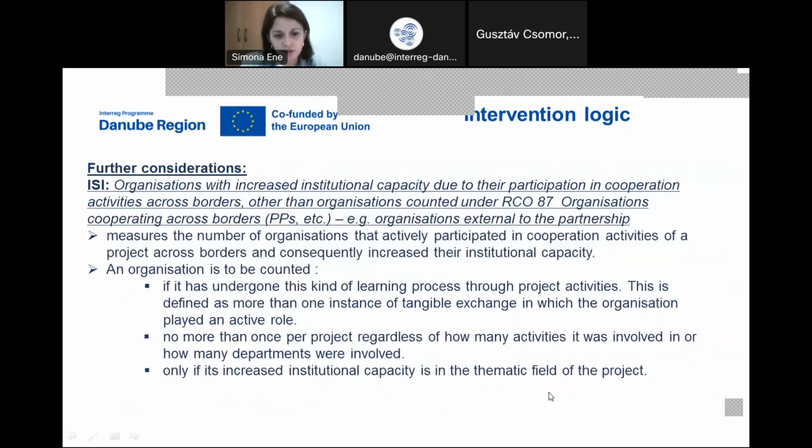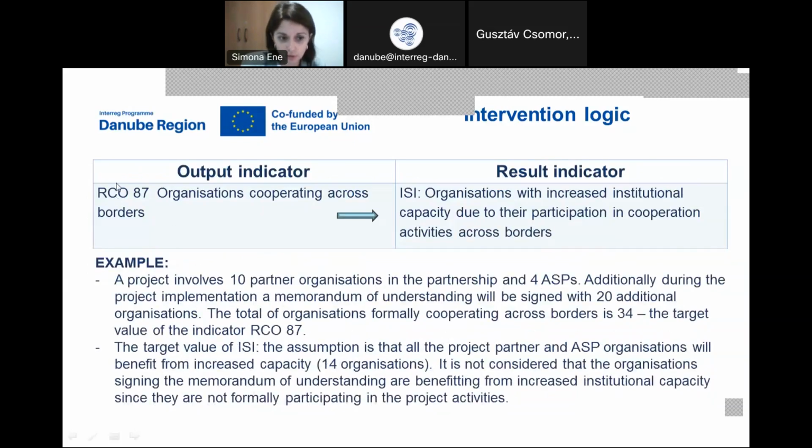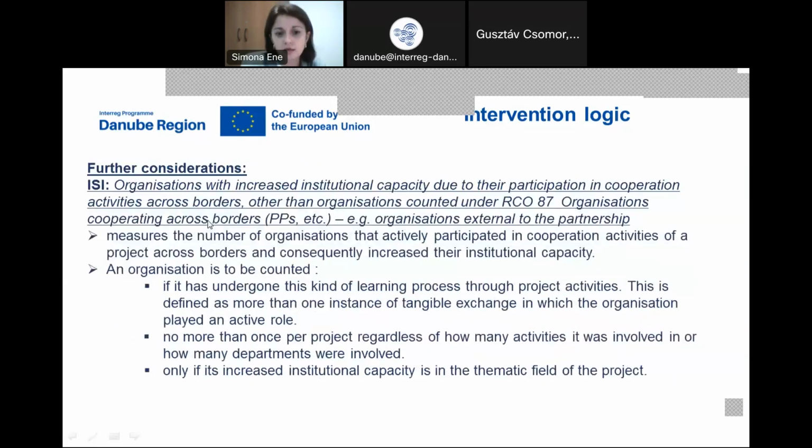Some further considerations in relation to the result indicators. As I said before, this is measuring the number of organizations that actively participated in cooperation activities. And when it is linked to the organizations cooperating across borders, so when it is linked to the output indicator 87, then it refers to the partners and the ASPs. Then these organizations will be counted if they have undergone a learning process. We assume that all the partners are going through a learning process throughout the project implementation. Therefore, in this situation, it's much easier.